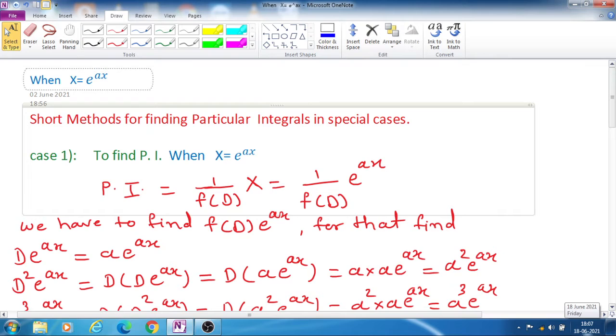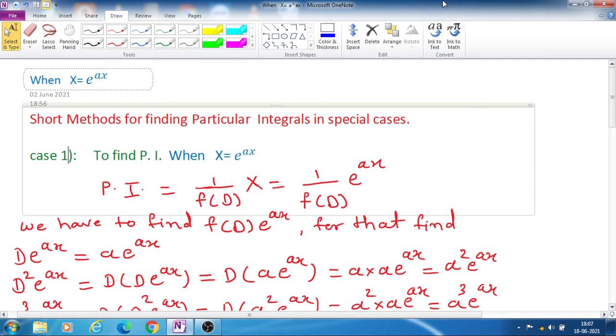Now in the last lecture we have seen how to find PI when FD contains more than one factor. So now we see how to find PI for special cases, or short methods for finding particular integral in special cases.